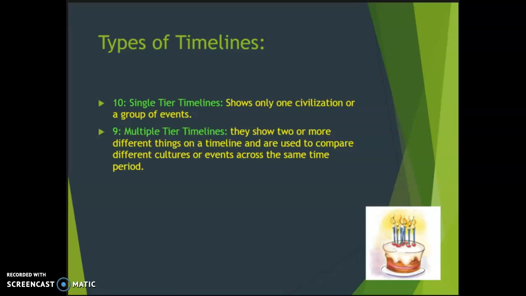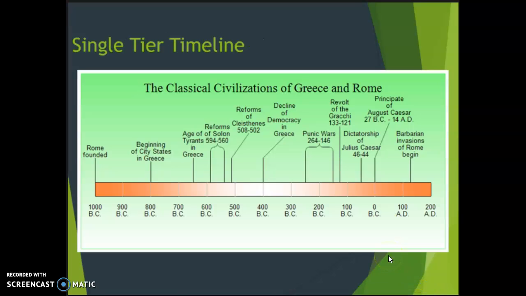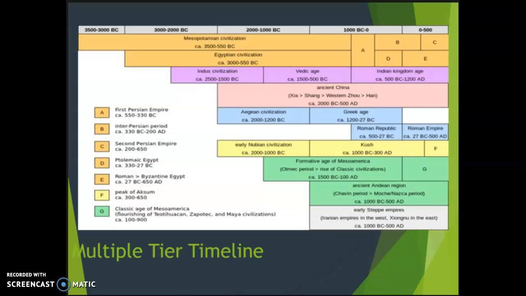So for example, like this one here has Greece and Rome on it, but it only has a single tier. Okay, it puts both of them on one timeline. This multiple tier one, and this one's even color coded, so it shows you Mesopotamia up here at the top, Egypt below it, Indus River Valley, ancient China, the Aegeans, the Greeks, so on and so forth. So this is used to compare the overlap of when different groups of people either lived or did certain things.